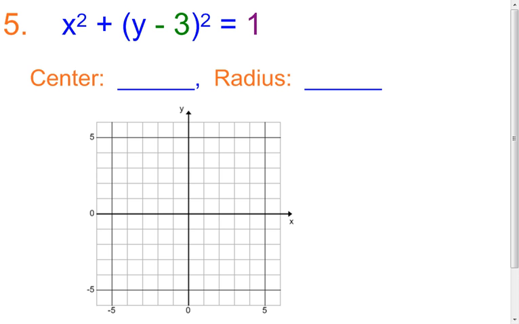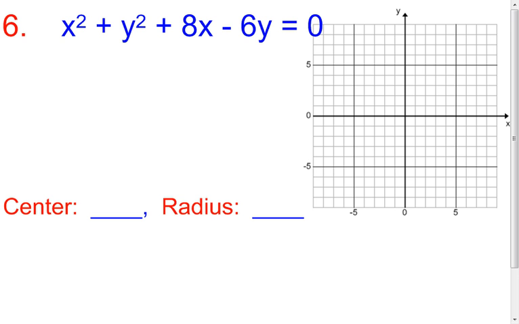All right, and then this one doesn't have an x-coordinate here, so it would be 0, 3. And then the radius, again, this is the radius squared, so the radius will be the square root of 1, which of course is 1. So I have the center 0, 3, and then a radius of 1. So I will go 1 up, 1 right, 1 down, 1 left. There you go, just like that.